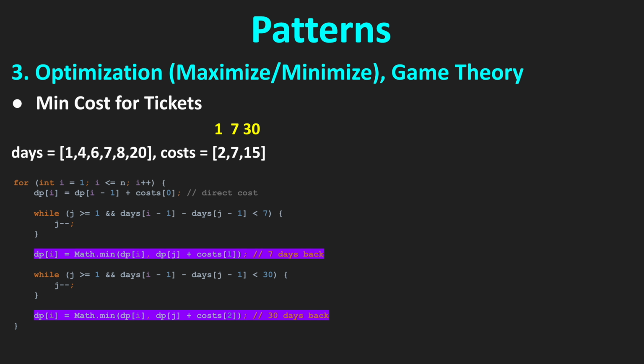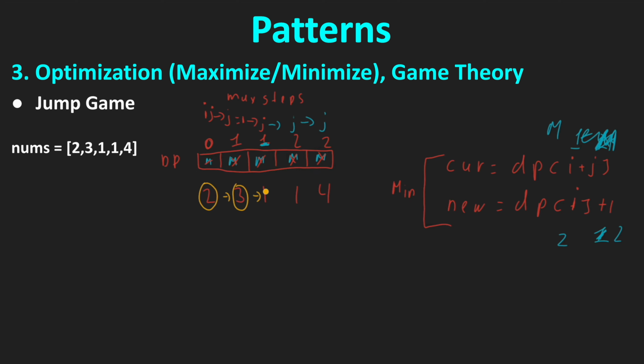So let's go to the next one. The next one is the jump game. We have several jump game related problems. Let's take a look at them step by step, one by one. So let's first start with the jump game, the first kind of problem.